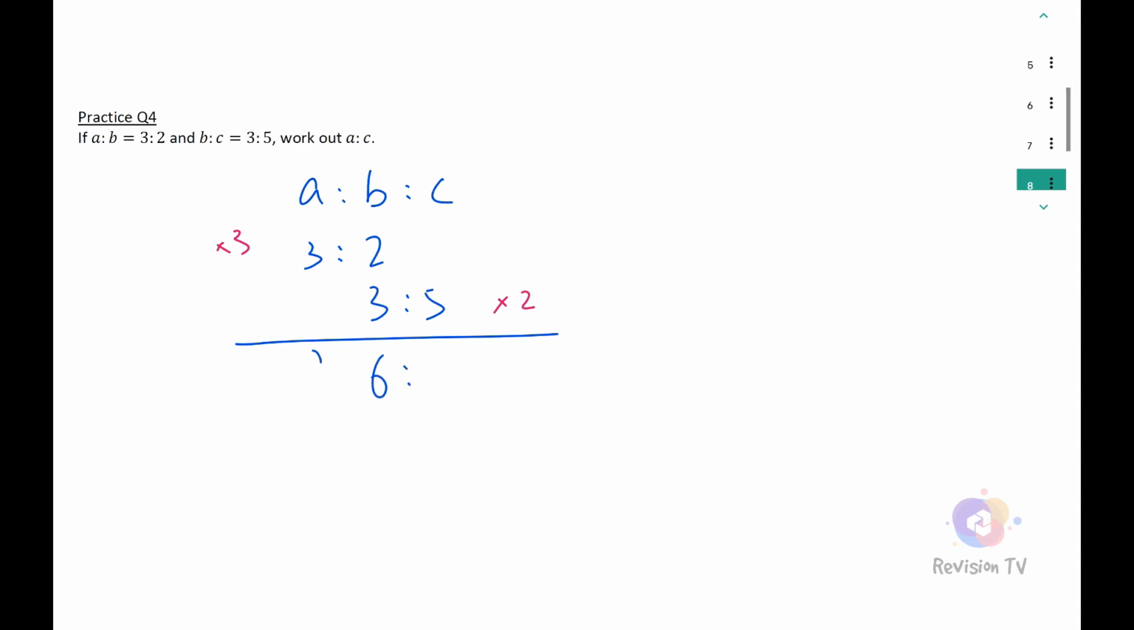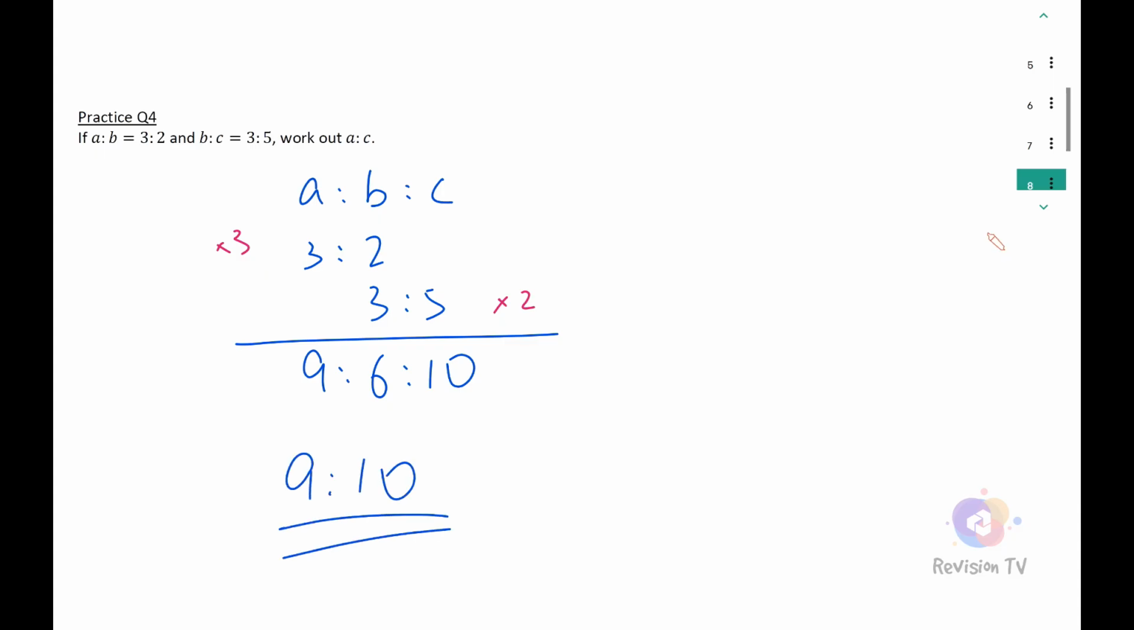Right, A to B is 3 to 2, B to C is 3 to 5. So A to B to C, 3 to 2, 3 to 5. We need to multiply the first one by 3. If you do a shortcut, basically cross multiply. The second one times 2. The reason this shortcut works is because you essentially work out the LCM of both numbers 2 and 3, which is 6. So 3 times 3 is 9. 5 times 2 is 10. The answer A to C is 9 to 10.